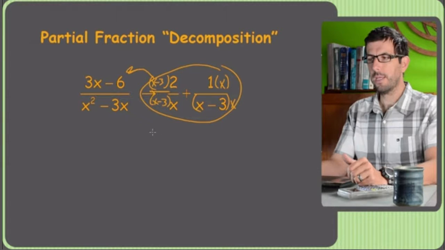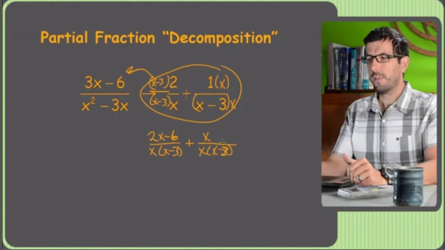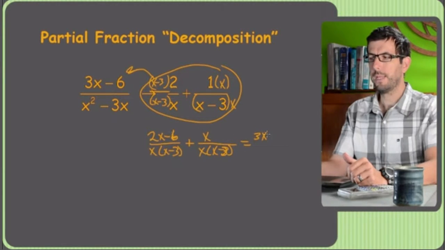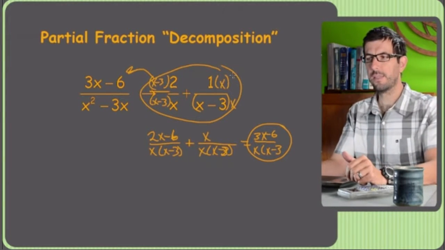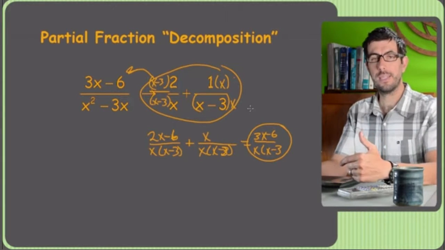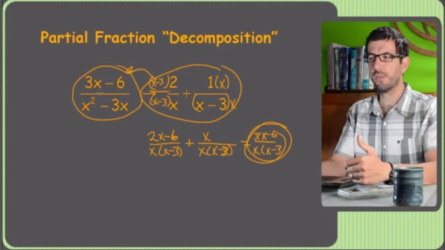Then when we combine them, we'll get 2x minus 6 over x times x minus 3 plus x over x times x minus 3. And now they have the same denominator, we can just add them. So 2x plus x is 3x, then minus 6 over x times x minus 3. And at that point, you would circle this because that's your answer. You had successfully taken these two fractions they gave you and condensed them into one. You'll notice that this is just a factored version of that.